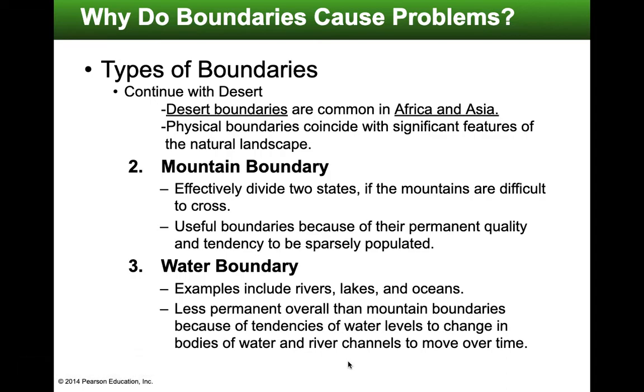Water boundaries are common in East Africa, especially the boundaries of the Democratic Republic of Congo and Uganda at Lake Albert. Boundaries separate Kenya, Tanzania, and Uganda with Lake Victoria. And the boundary also separates Burundi, Democratic Republic of Congo, Tanzania, and Zambia through Lake Tanganyika.